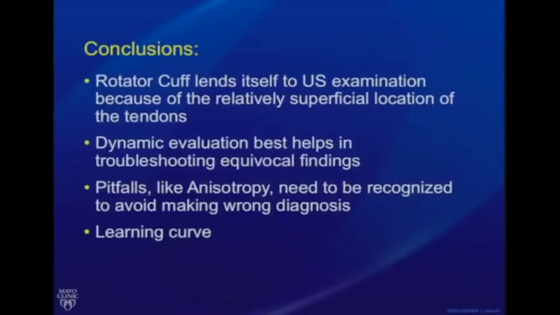So in conclusion, in this lecture, we've understood that the rotator cuff lends itself really well to the ultrasound examination because of its relatively superficial location. Dynamic evaluation is extremely important, especially where you're looking at cases in which the MR was equivocal or postoperative rotator cuff; the dynamic evaluation helps us to hone in on the areas of interest. Pitfalls like anisotropy need to be recognized to avoid making a wrong diagnosis. Learning how to do a rotator cuff ultrasound does have a learning curve. It takes a little bit of practice, however, this is a great tool and can be a very good first line examination for rotator cuff disease. Thank you.